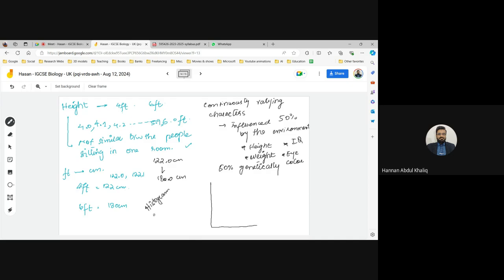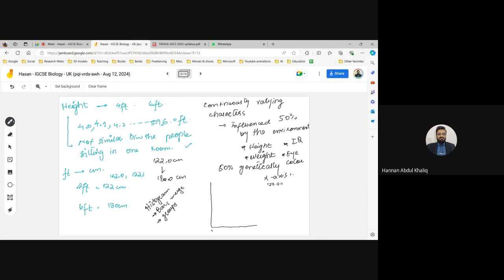Features of a histogram: we use bars in it, but the bars merge with each other. And in the histogram, we can make groups. Just look at this. Suppose the first group that you make, I would not write on the y-axis, on the x-axis. On the x-axis, you are going to mention the groups of phenotypes.